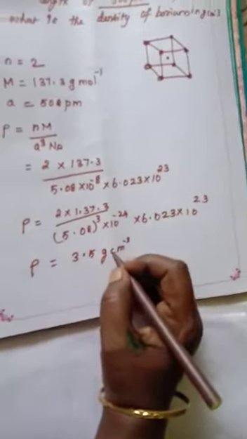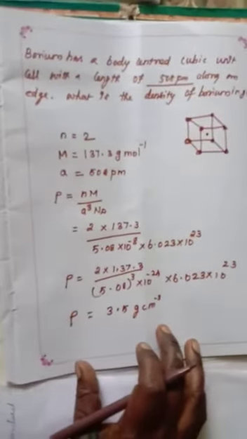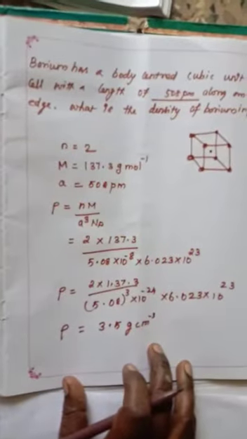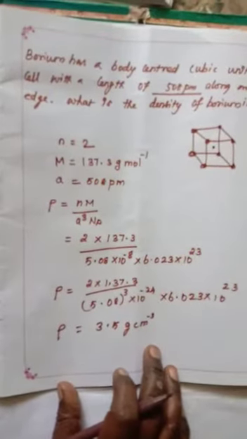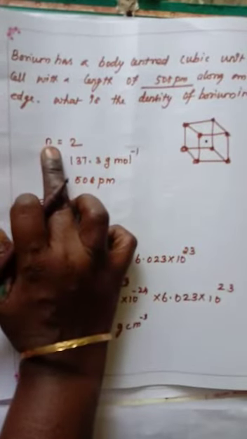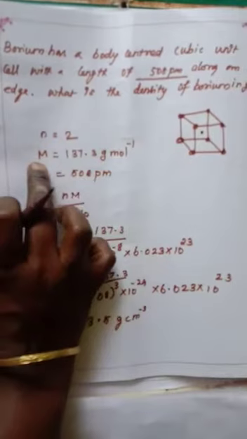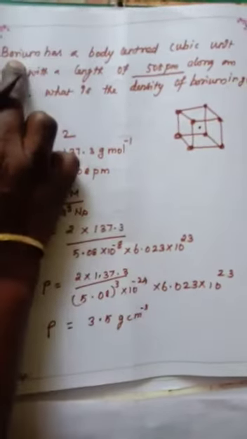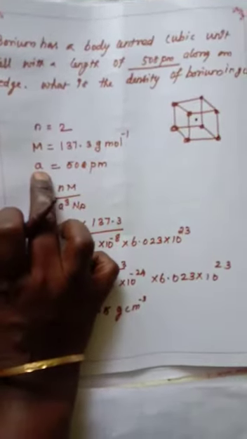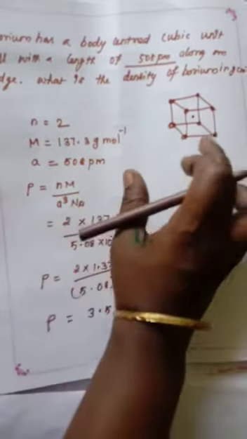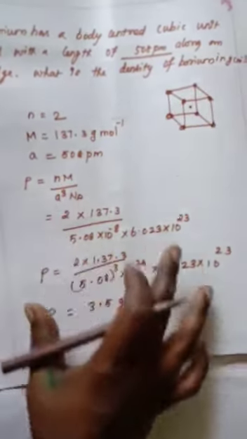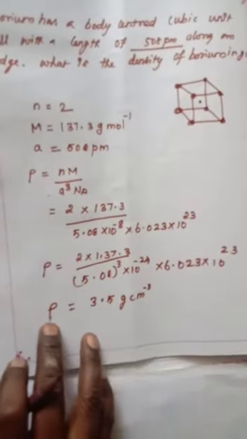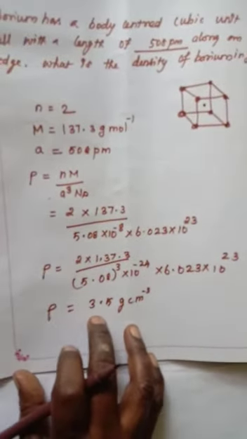So this is the final answer. This is a very important problem. They may ask this problem repeatedly, so I will explain once again. Here the unit cell is given as a body-centered cubic unit cell. We already know that the number of atoms present in a body-centered cubic cell is 2. Then this is the molar mass of the particular crystal, that is barium. And here A is the edge length of the crystal. This is the formula. Substitute the values and you will get the final answer, that is the density of the unit cell.